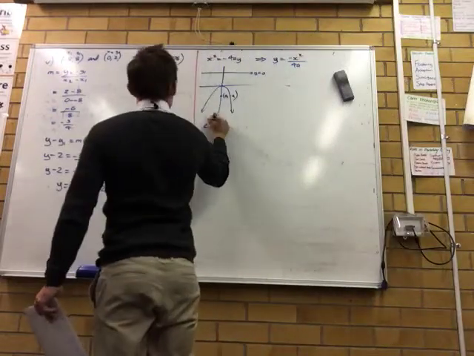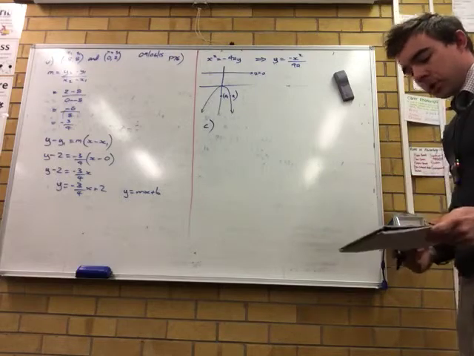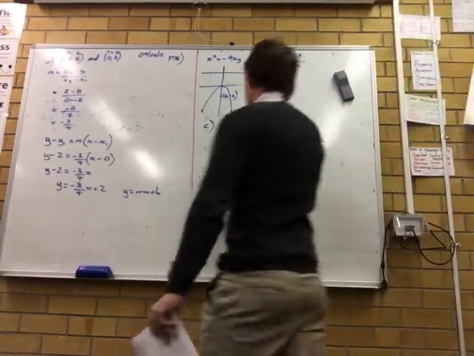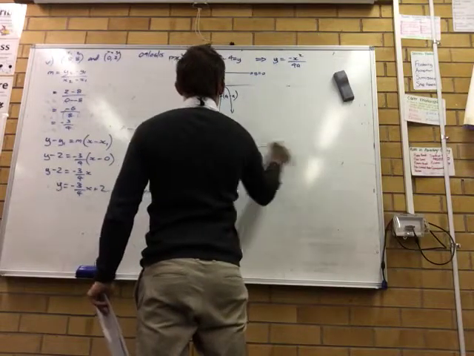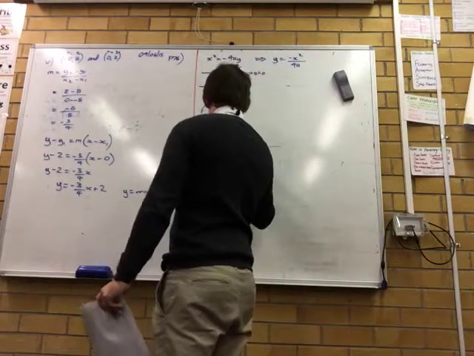Alright, example C. Find the equation of the parabola whose focus has coordinates 0, negative 5 and directrix equation y equals 5. So sketch 0, negative 5.